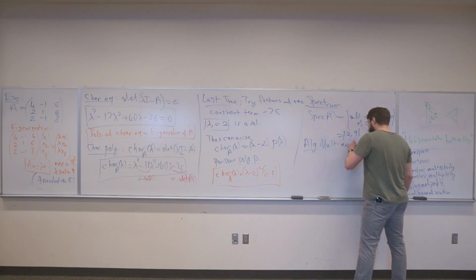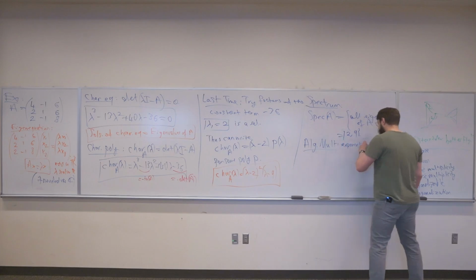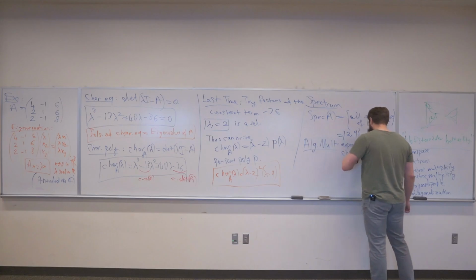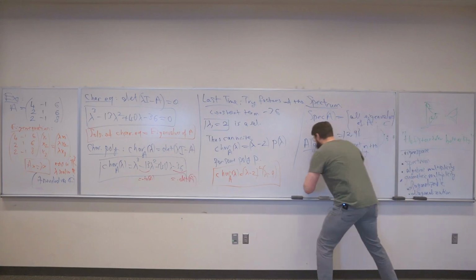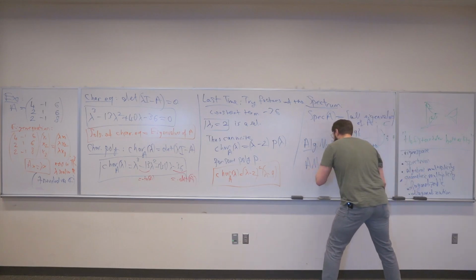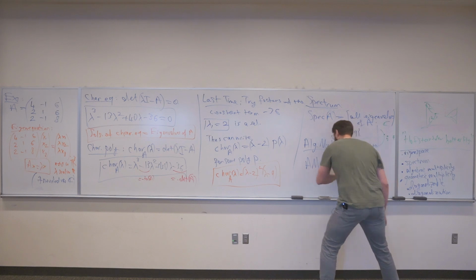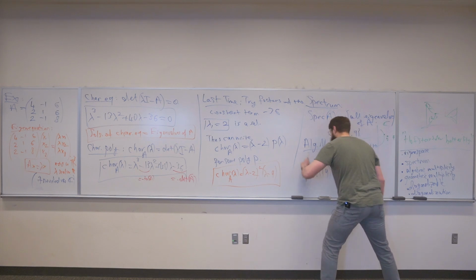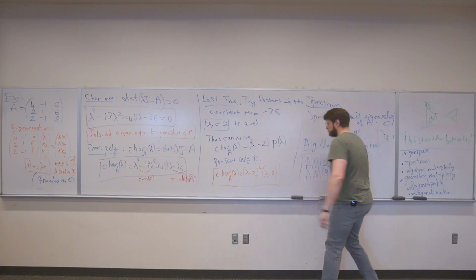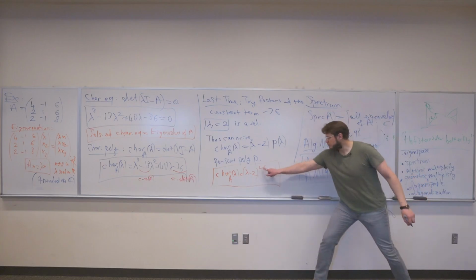It's the exponent in the char poly. So AM of 2 is 2, AM of 9 is 1. Okay, 2 and 1.